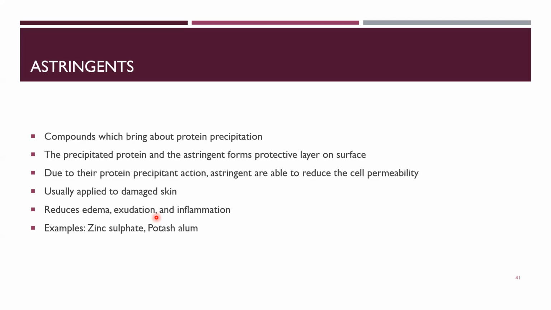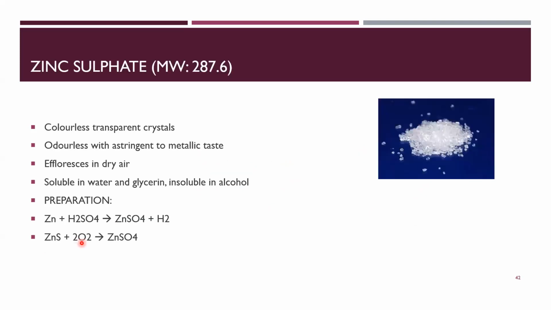Usually it is used for damaged skin. It basically reduces eczema, exudation and inflammation. So the basic mechanism is that astringents are able to reduce the cell permeability. The examples we are going to look at are zinc sulfate and potassium alum.